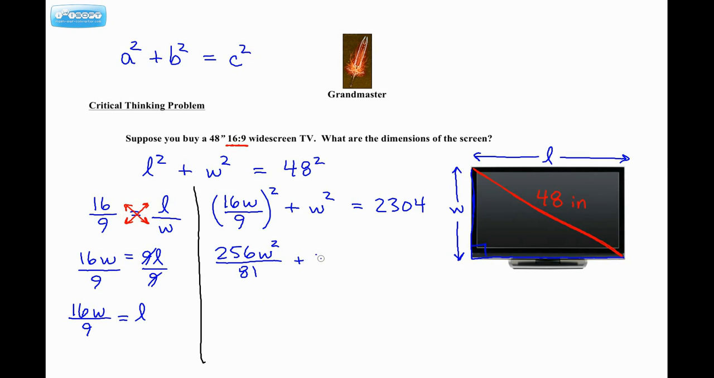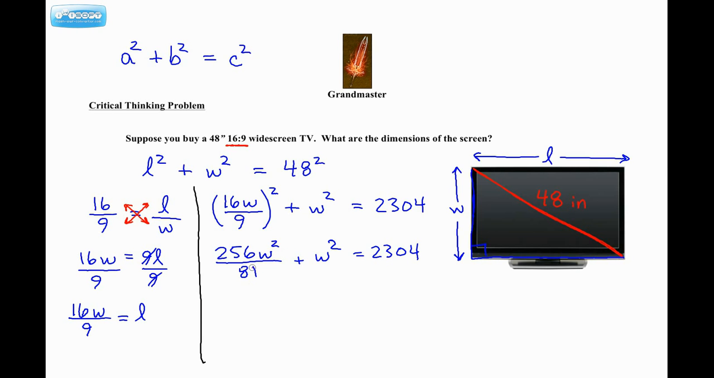Again, plus W squared is still equal to 2,304. Okay. Now there are different ways of going on to the next step. We have like terms in here. We have a W squared here and here. There is an invisible 1 here if you wish, and you can add those together. But another technique, which some of you might like better, is to at least temporarily get rid of the fractions.